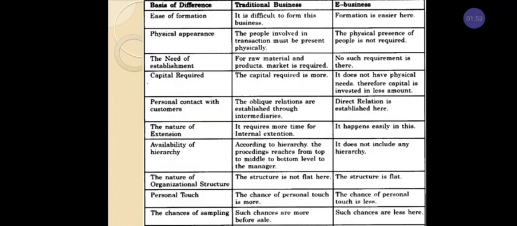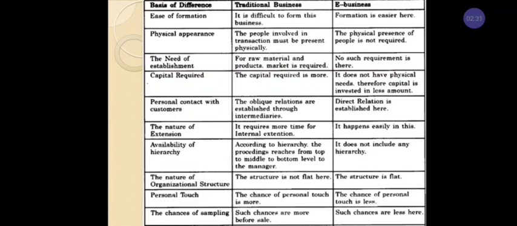Physical appearance in traditional business is required. In e-business, it is not required. What is physical presence? If you want to start a traditional business, a building is required and you have to sell the product to the customer. The customer visits the shop and checks the quality. They have face-to-face interaction, that is called physical appearance. But in e-business, it is not required.